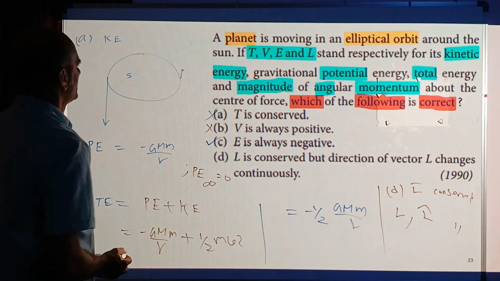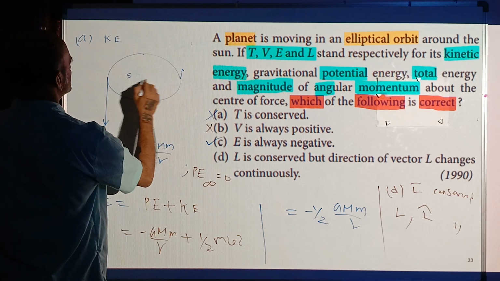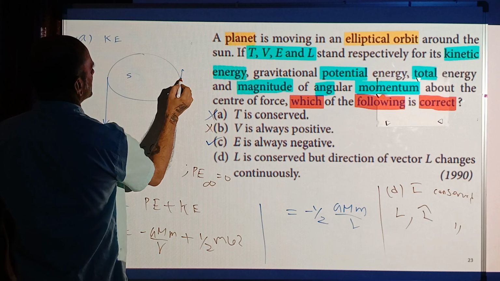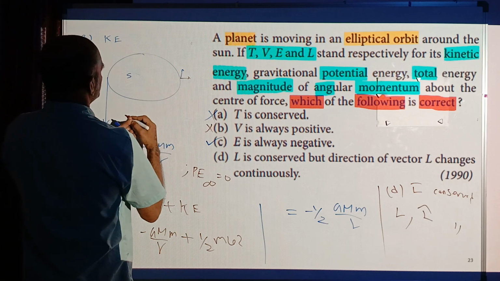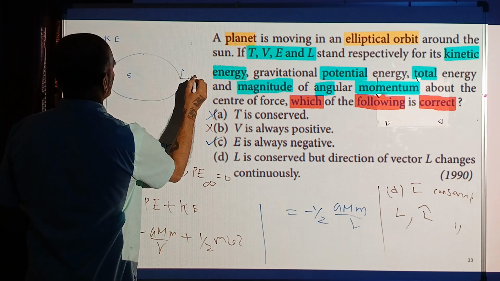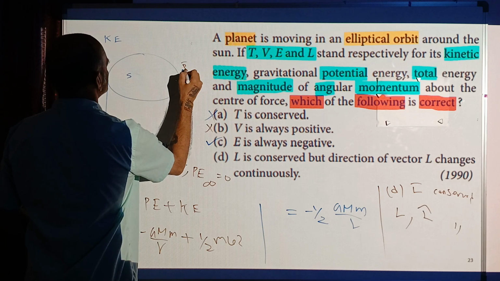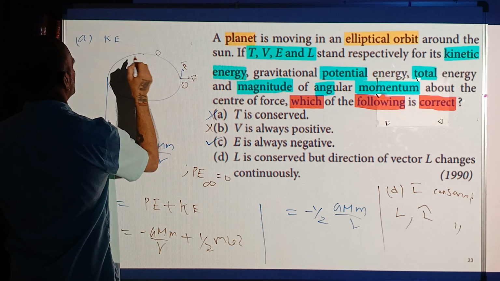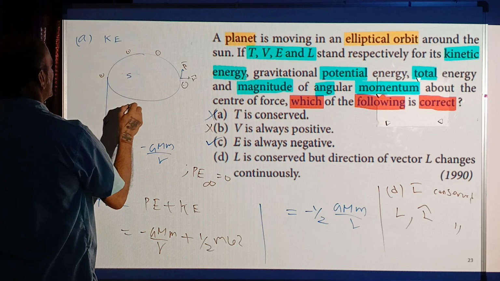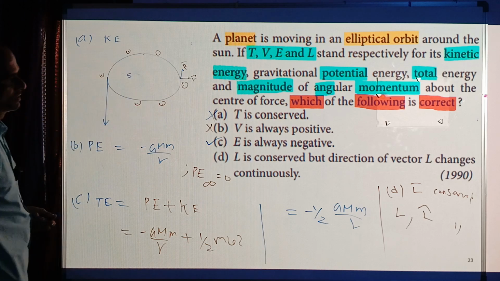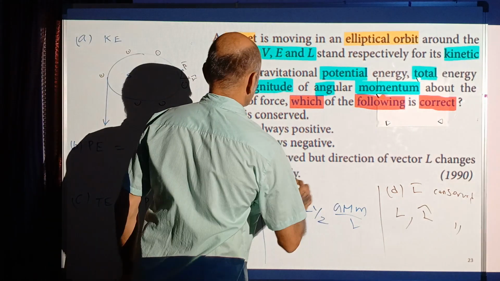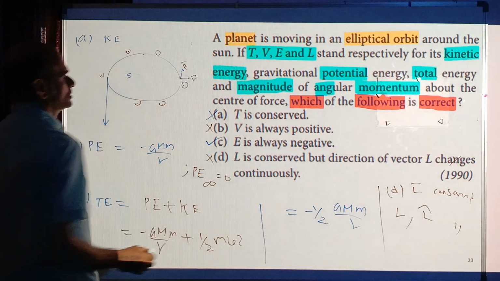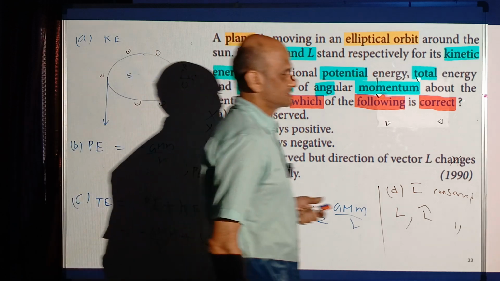Actually, suppose this is r, so r cross p, this is the r vector, this is p. So r cross p is out of the plane of the board. So everywhere the direction of the L vector is out of the plane of the board. So the direction of L is also conserved. The direction change claim is not true. It does not change. So the only correct option is option C.